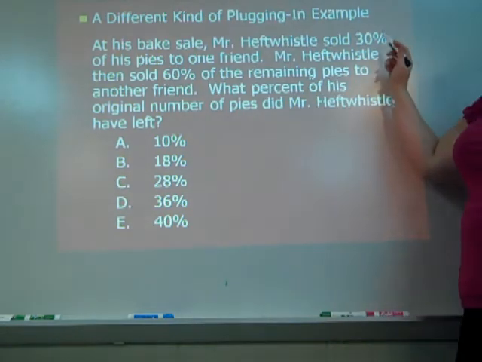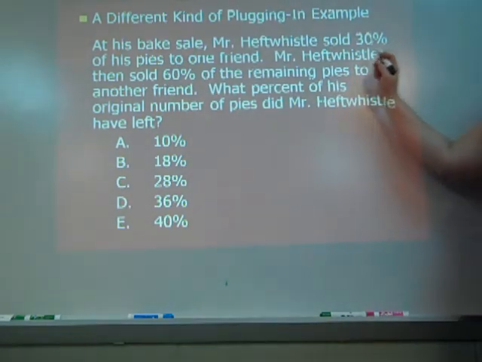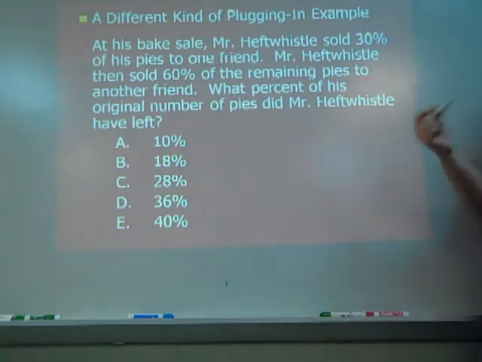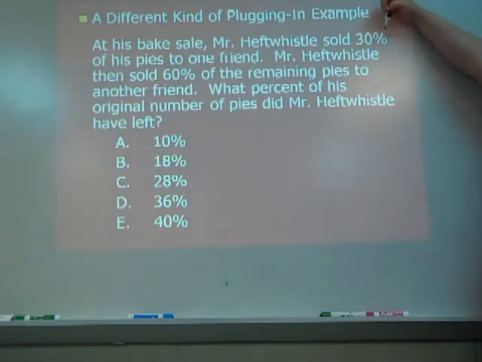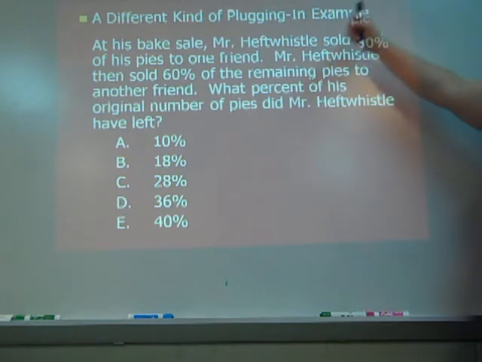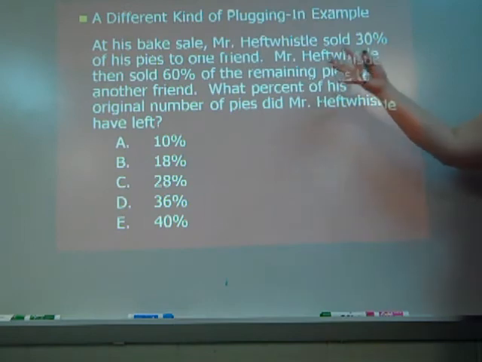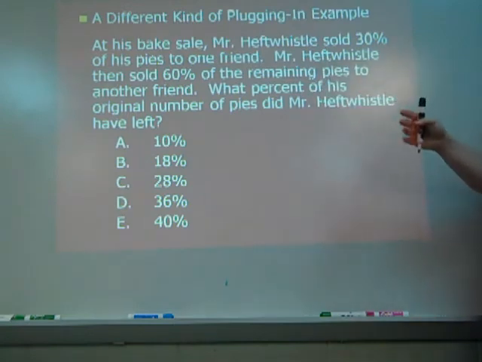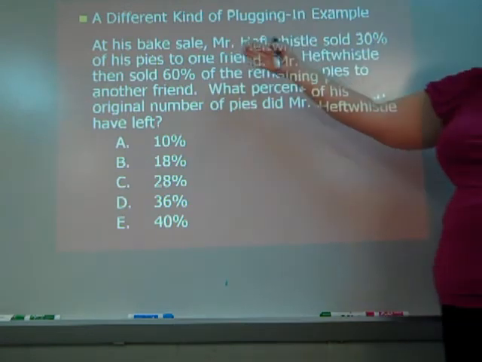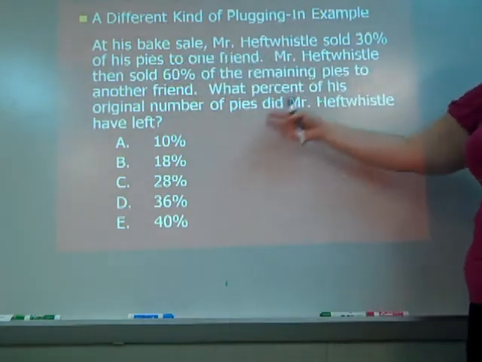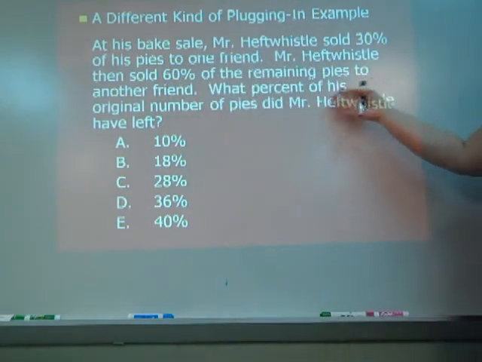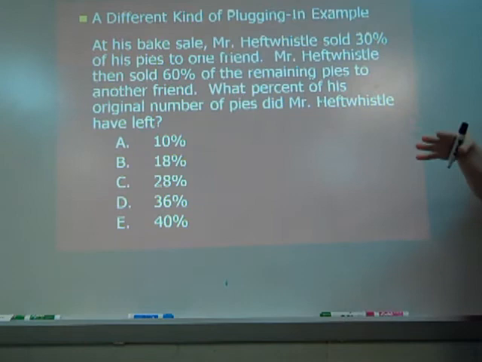Because people look at this and they go, well, he sold 30%, and then he sold 60%, that's 90%, so he's got 10% left. But remember, all 30% are not created equal. All 60% are not created equal. It depends on if they are 30 and 60% of the same thing. This is 30% of what he starts with, but this is 60% of what he had left after he sold those 30%. So it's not 30 and 60% of the same thing.